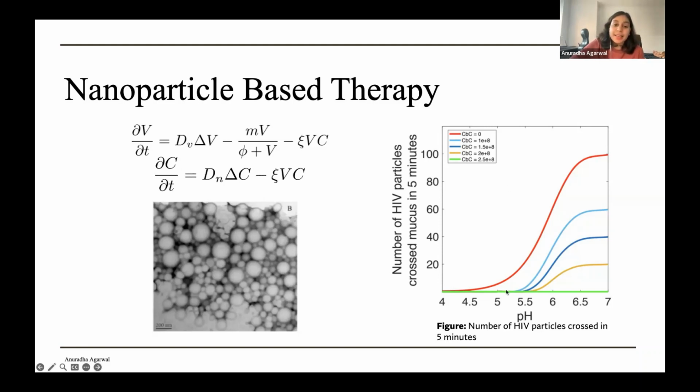nanoparticles, even when pH equals 7, none of the virus particles reach the target. So this is sort of the goal: to make sure that each of these nanoparticles sticks to each of the virus particles in the region, and once they stick, the nanoparticle bursts open and the drug kills the virus on the spot, making sure that the virus doesn't reach the target.